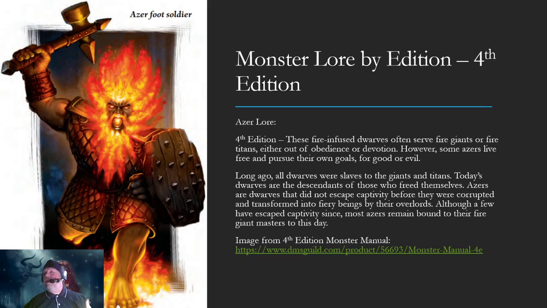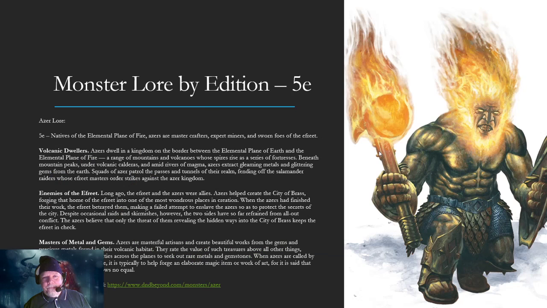Every time you turn around, they're getting another Justice story, or another origin story, I should say, about where these guys came from. All right, and now circling back to 5th edition. What do we learn about Azer lore in 5th edition?